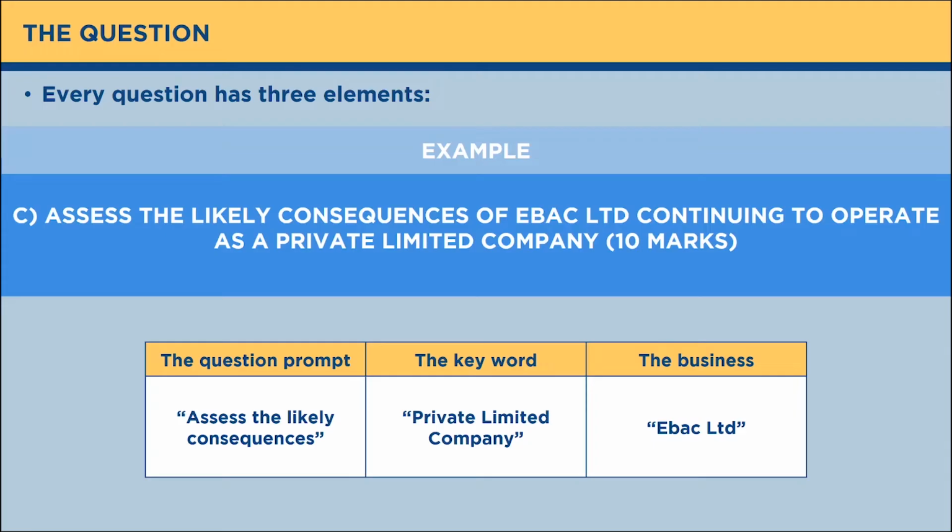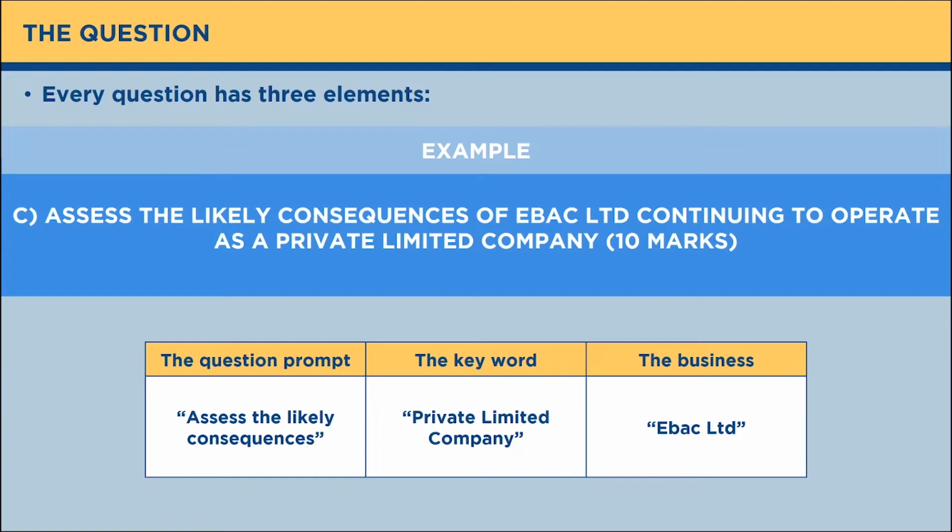And so from that, we can take a few things. The fact it says assess means we know it's going to be a 10 or 12 marker. Don't worry if you can't recognize that now. We're going to come to that as we get to the 10 and 12 markers and the 8 markers, and you can see the difference between assess for an 8 marker and assess for a 10 and 12 marker. The fact it says the likely consequences means that when we're looking through the extract and thinking about this business, we have to think about what the consequences are of, in this case, being a private limited company.